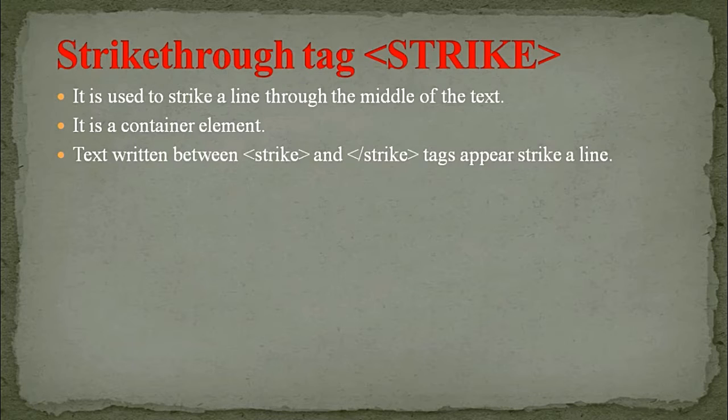Then the fourth one is the strike or strike-through tag. This will help us to make a line on the content. So there would be a line displayed across the content which we write. So it is also a container tag.